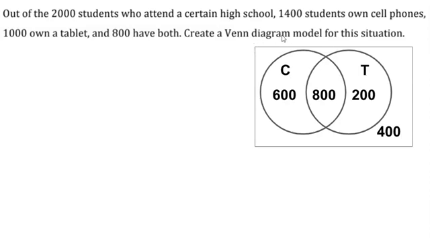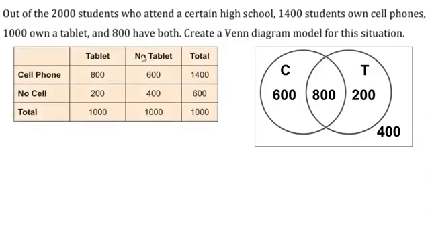So even though we're only asked to make a Venn diagram to represent this situation, let's take a quick look at what a table would look like and then a tree diagram. For the table, we have tablet or no tablet and cell phone or no cell phone. So we're given that there are 800 students that have both a cell phone and a tablet, and 1,400 students that have a cell phone, and 1,000 students that have a tablet. Then we can easily fill in the rest of the table by taking 1,400 and subtracting 800 to get this 600, taking this 1,000, subtracting the 800 to get the 200, and then continuing to fill the rest of the table.